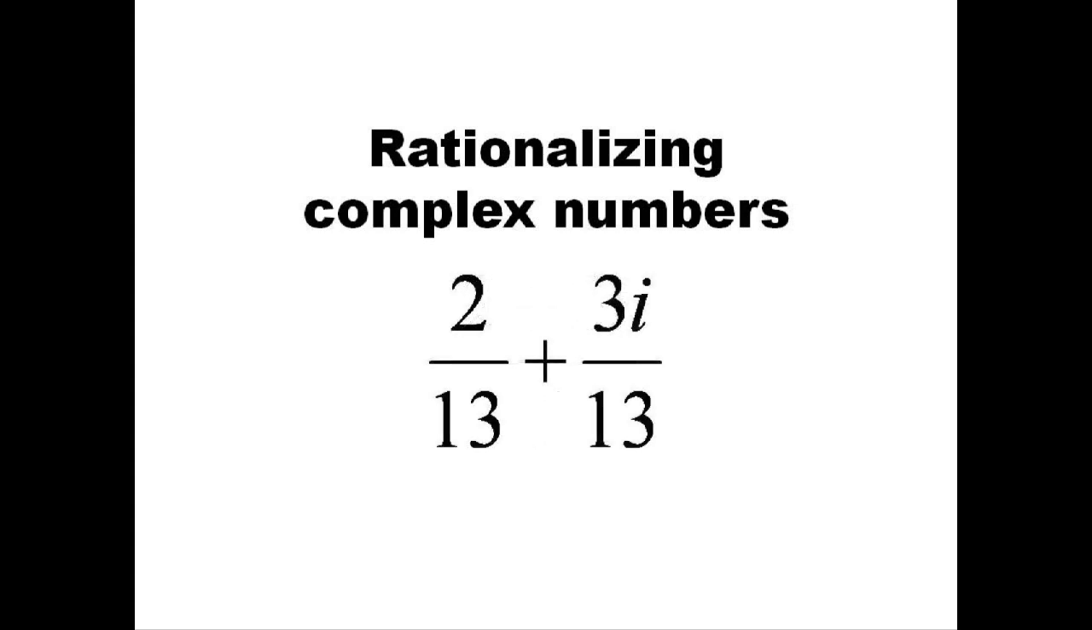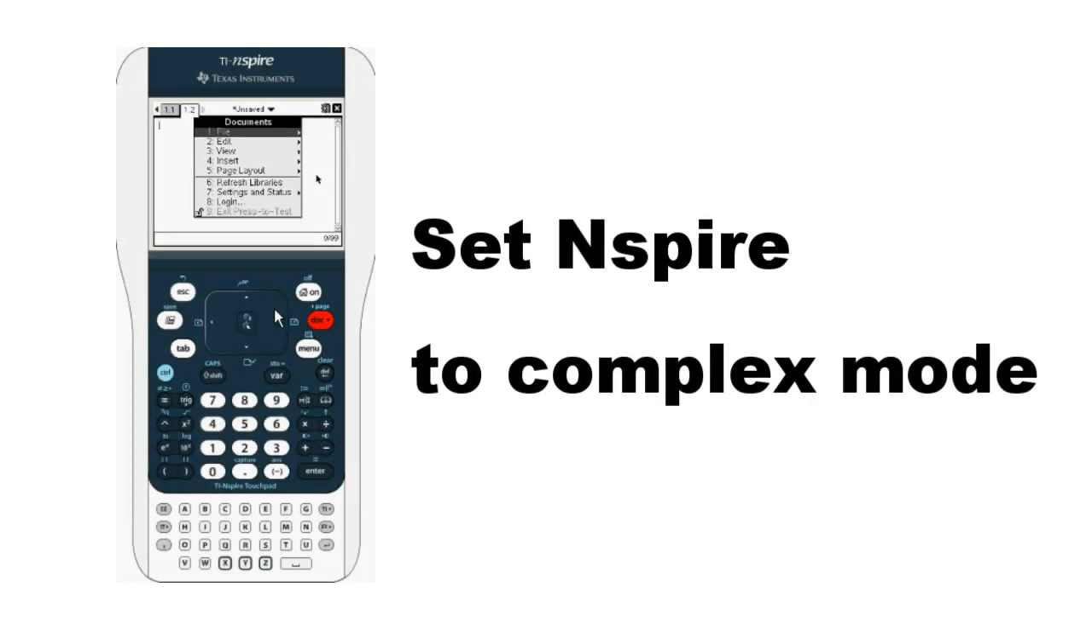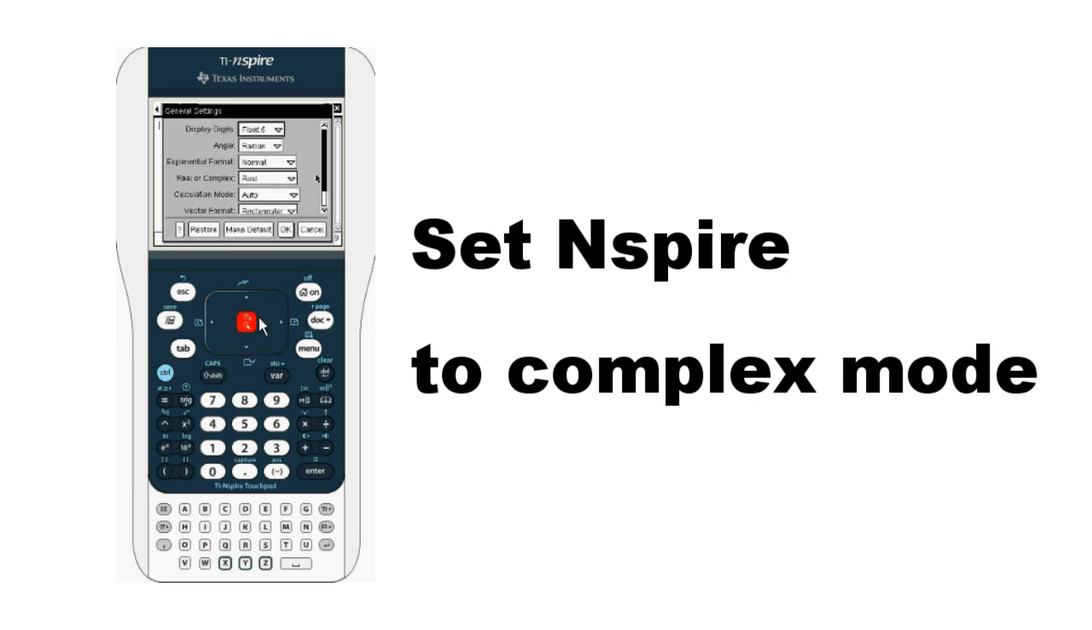Now let's take a look at complex numbers on a graphing calculator. You'll want to start by putting your TI-Nspire into complex mode. Press the Dock button. Within the menu that appears, select Settings and Status, then Settings, and finally General. Under Real or Complex, select Rectangular. This will allow the square root of a negative to appear in the a plus bi format explained earlier.